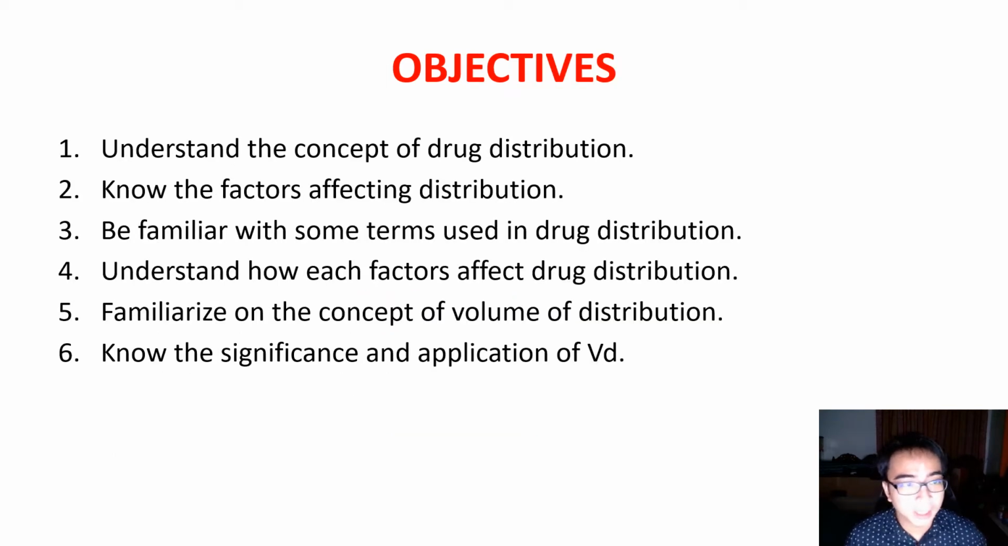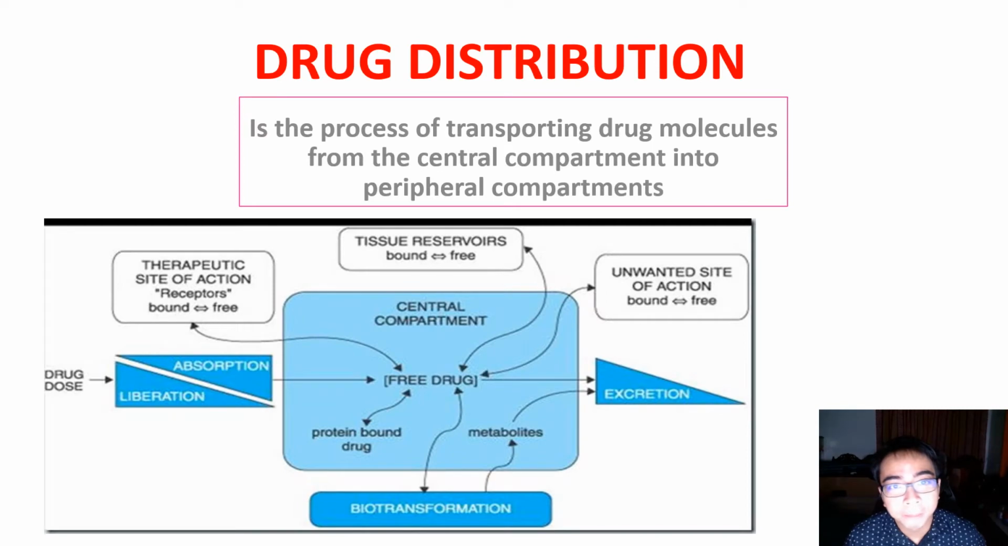So for today's objectives, class, our main objectives will be as follows. First is to understand the concept of drug distribution, know the factors affecting distribution, be familiar with some terms used in drug distribution, understand how each of these factors affects drug distribution, familiarize with the concept of volume of distribution, and know its significance and application. And with that out of the way, class, let's proceed to our first topic for today.